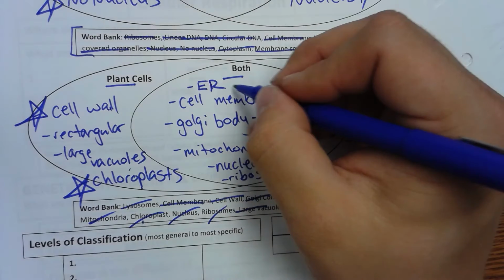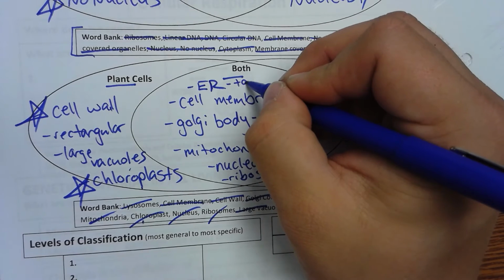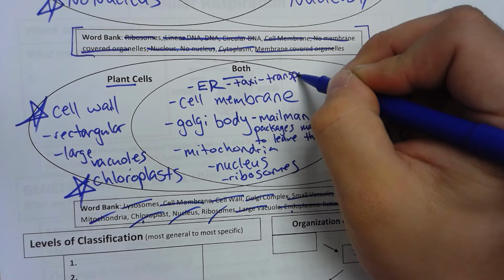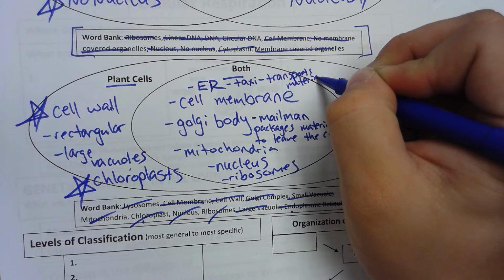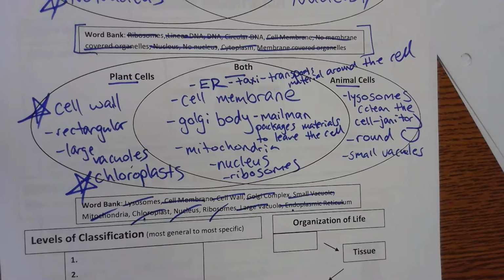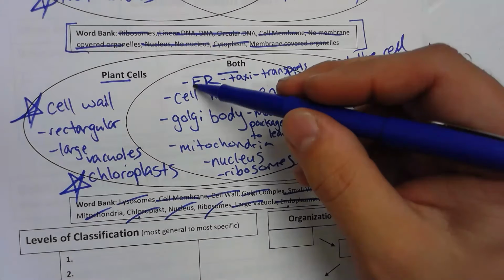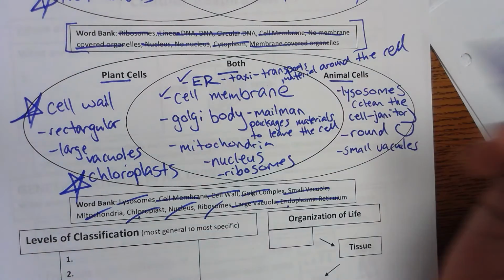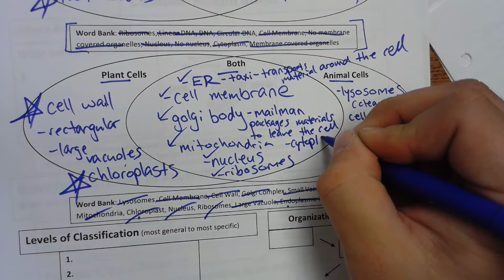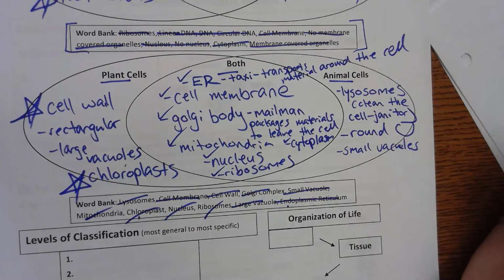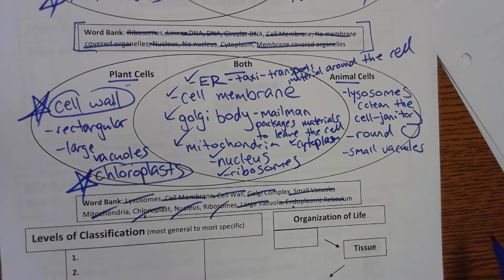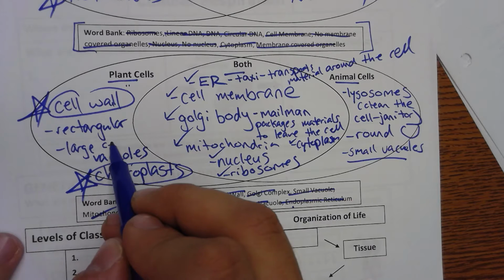An ER is like a taxi. A taxi transports you. The endoplasmic reticulum transports material around the cell. Okay? So the biggest takeaway here is animal and plant cells have a lot of the same main parts: ER, cell membrane, Golgi body, mitochondria, nucleus, ribosomes. They both have cytoplasm. The key thing you need to know is only plant cells have cell walls and chloroplasts. And animal cells have small vacuoles, and plant cells have a large central vacuole.